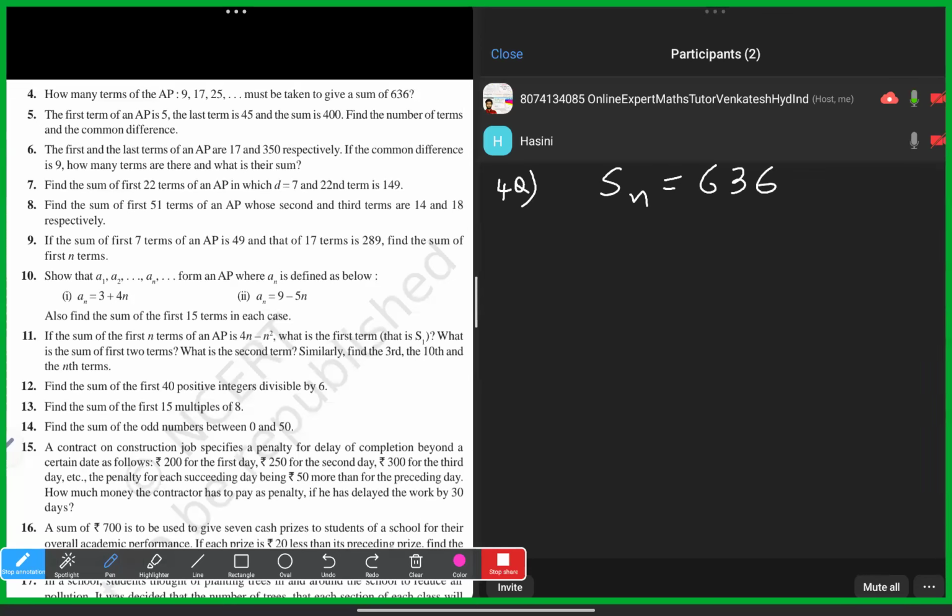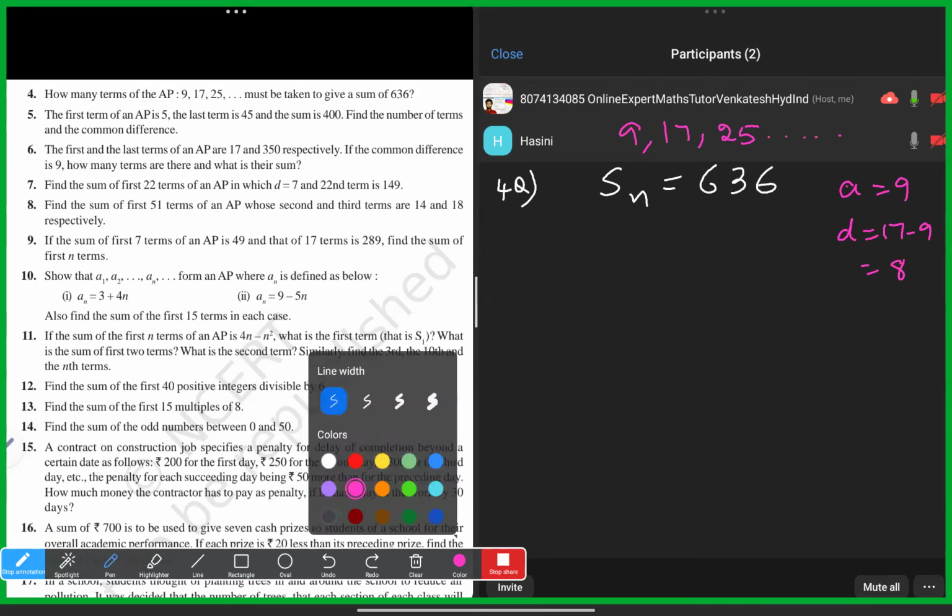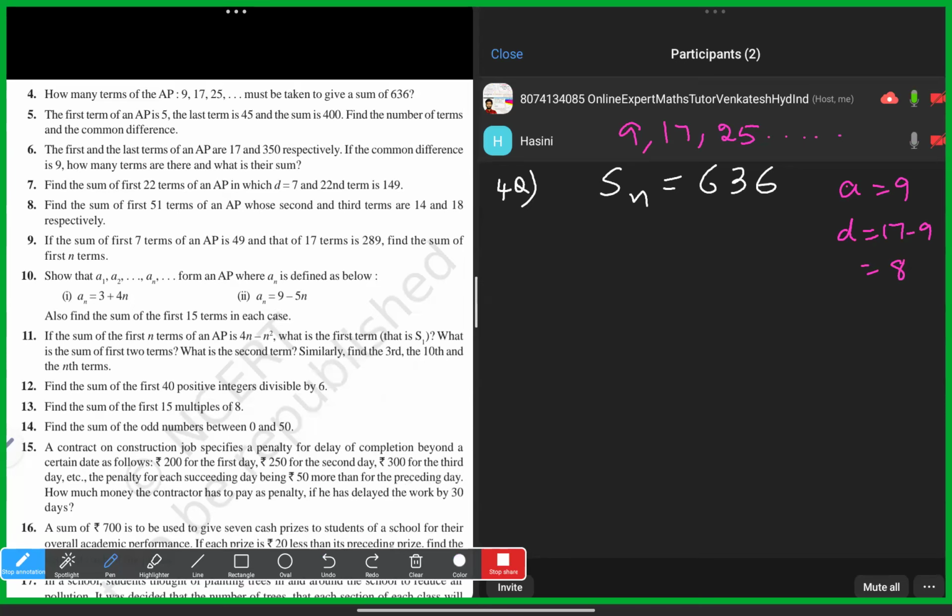So we can clearly see that the series has 9, 17, 25, and so on. A is 9, D is 17 minus 9, which is 6. Sorry, 17 minus 9 is how much? 8. Okay, sir. So the formula I am applying is n by 2 into 2a plus n minus 1 into d is 636. So n by 2 into 2a. 2a means 2 into 9, 18.